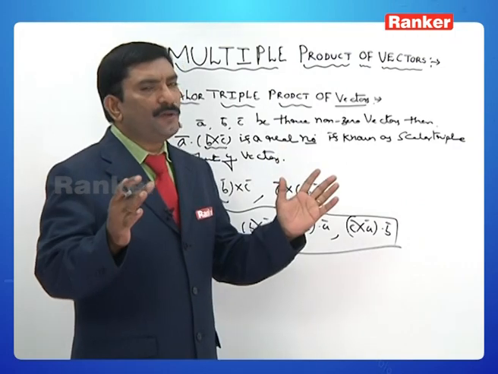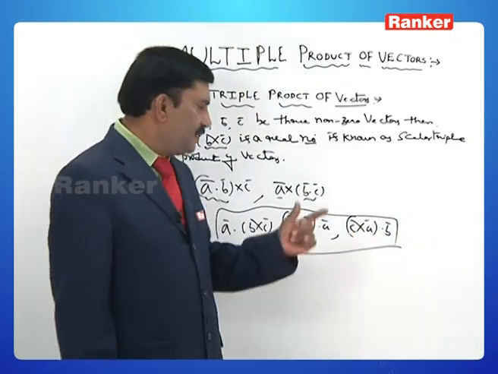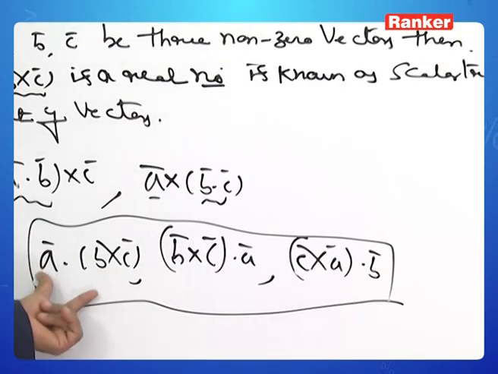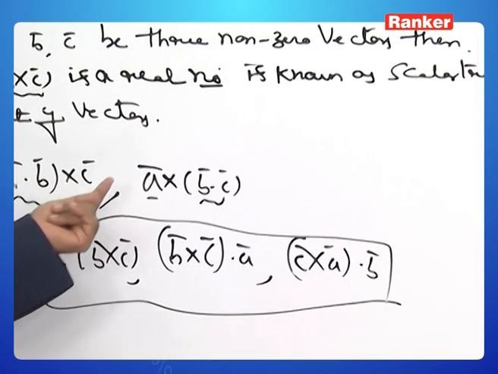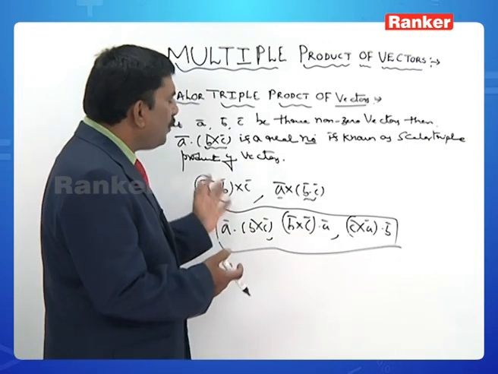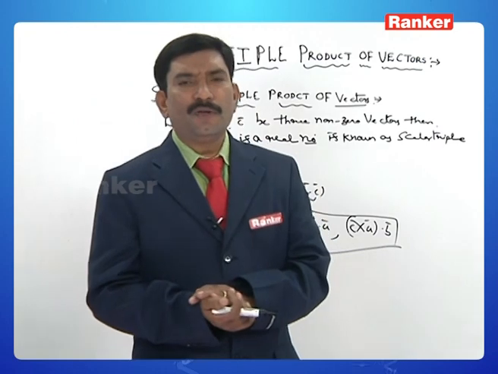It may be either positive, negative, or zero also. So therefore, it's a real number. This is the common scalar triple product. But the other one will not form a scalar triple product.